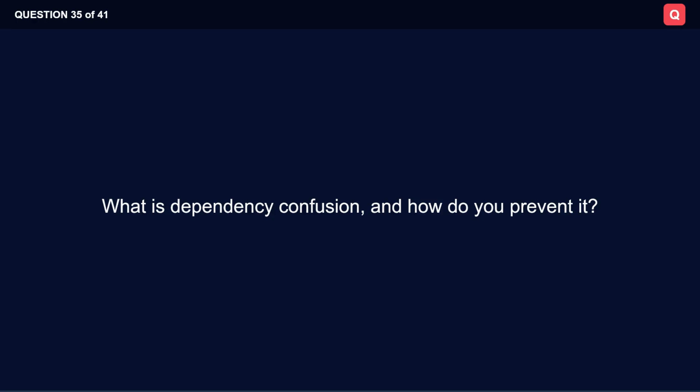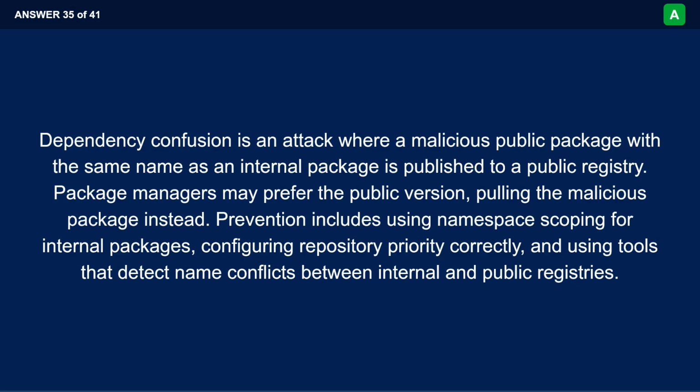What is dependency confusion, and how do you prevent it? Dependency confusion is an attack where a malicious public package with the same name as an internal package is published to a public registry. Package managers may prefer the public version, pulling the malicious package instead. Prevention includes using namespace scoping for internal packages, configuring repository priority correctly, and using tools that detect name conflicts between internal and public registries.